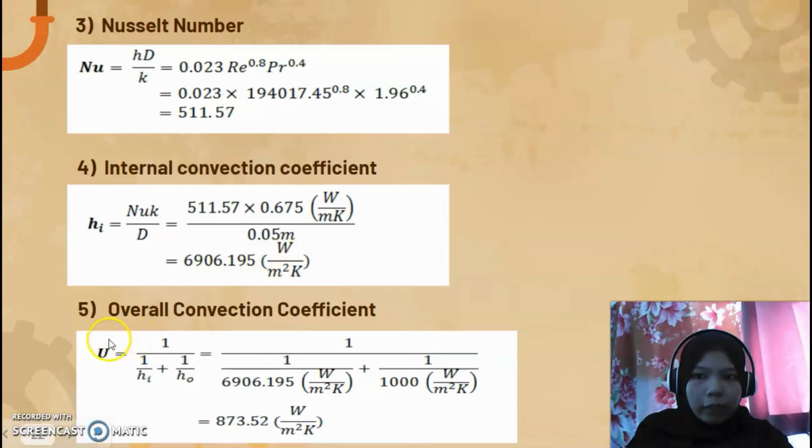So after that, we can get the value of the overall convection coefficient. The value of the overall coefficient U, using the formula 1 over (1 over hi plus 1 over ho), is 873.52 watt over meter squared K.